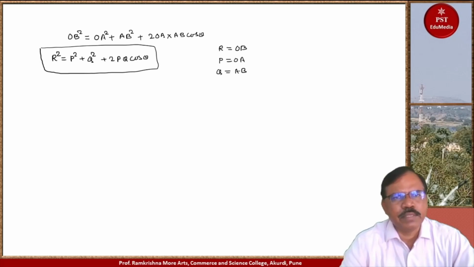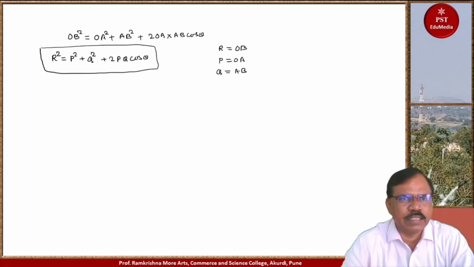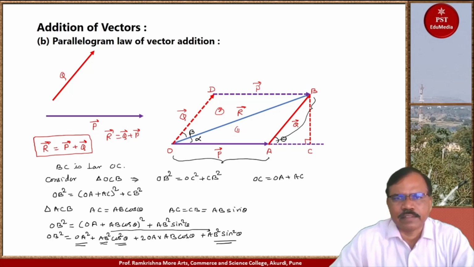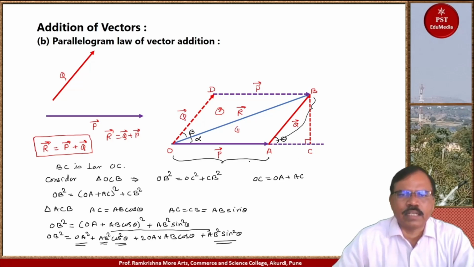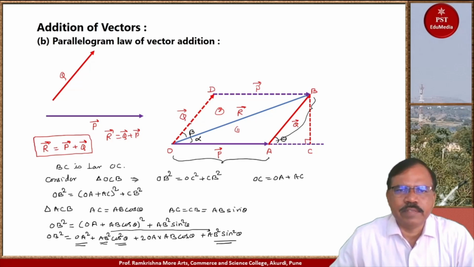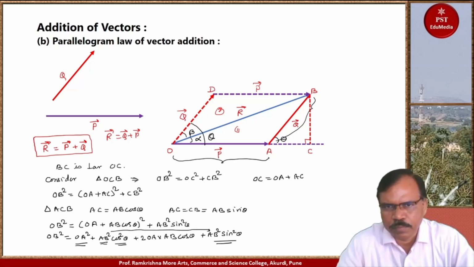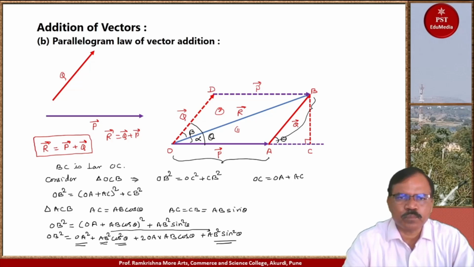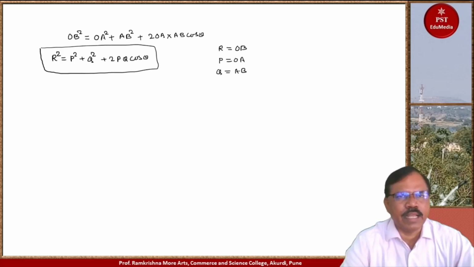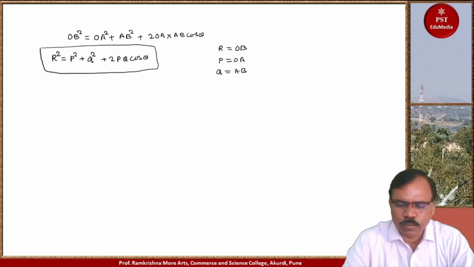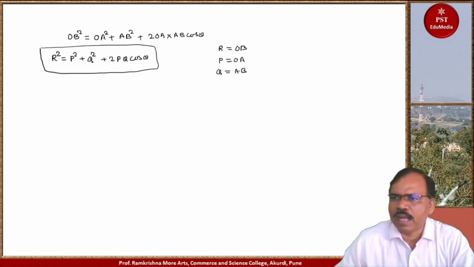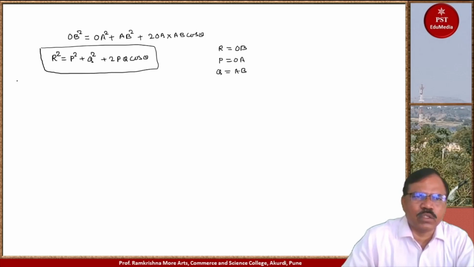Where theta is the angle between, this angle theta. Theta is this angle, the angle between P and Q, because P is along AC also. So theta is the angle between P and Q. Now we have to find the direction of R. First we will see magnitude. What is the magnitude of R?